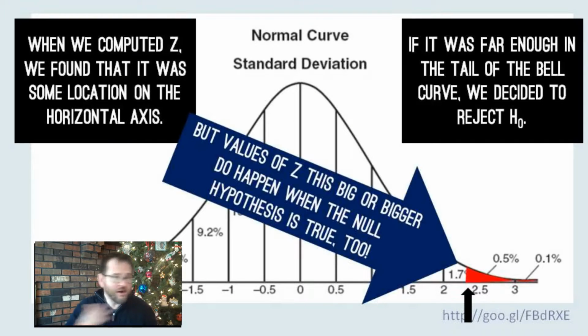But here's the deal: no matter where that value of Z turns out to be on the curve, there are always going to be values of Z bigger than that which can happen by chance too. Remember, this bell curve shows us what the histogram of values of Z looks like under the assumption that the null hypothesis is true. And no matter how far to the right I go on that bell curve, it never gets all the way to zero. There's always a finite probability that, even under the assumptions of the null hypothesis, this could just happen by chance. It wouldn't happen very often, but it could happen.